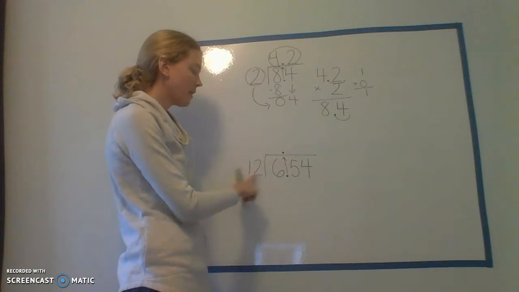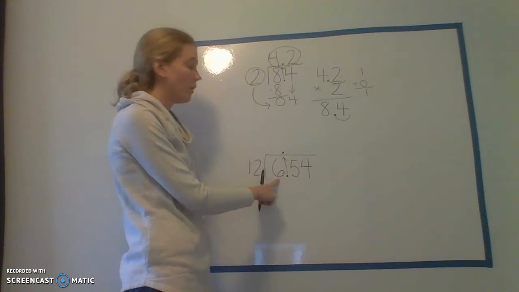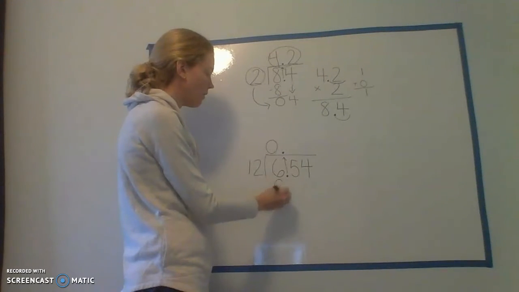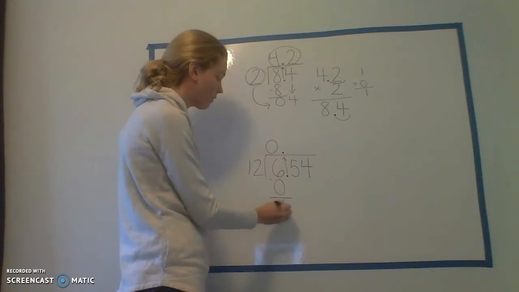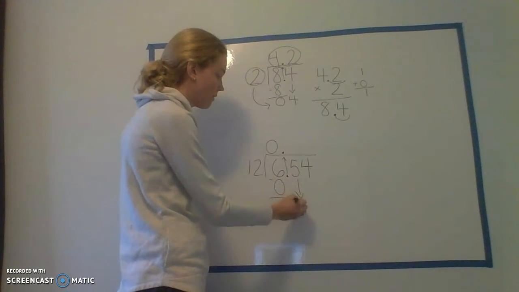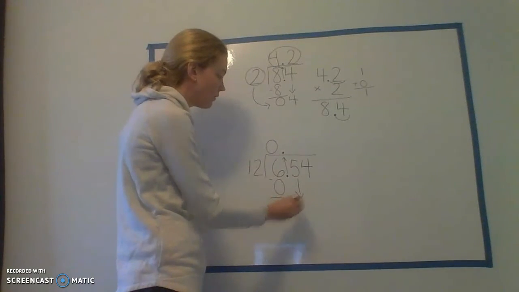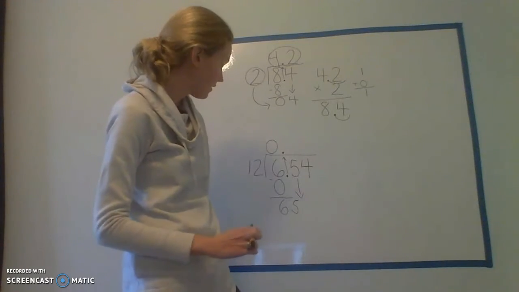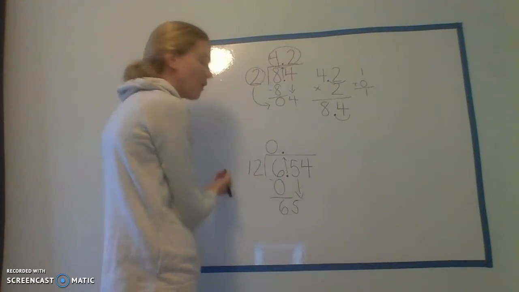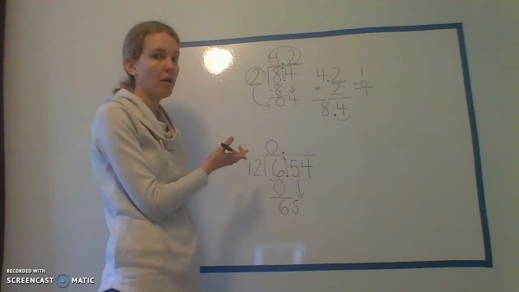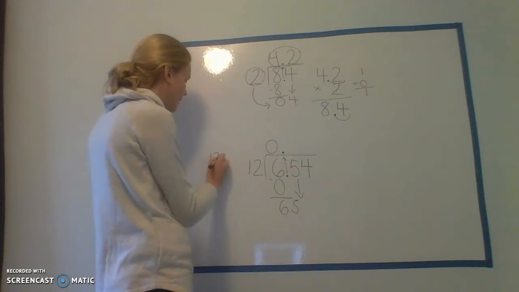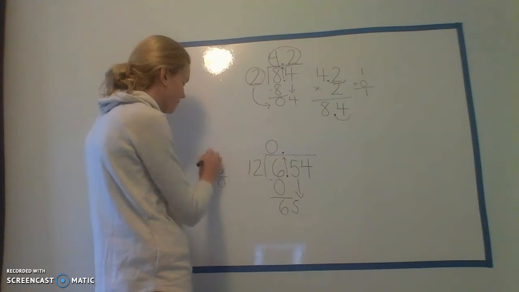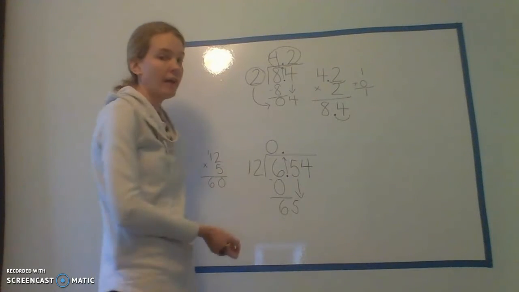Now we say, how many times does 12 go into 6? 12 does not go into 6, so we put a 0 here. 0 times 12 is 0. We subtract, we still get 6. We bring down our 5. Now you have to say, how many times does 12 go into 65? If you couldn't think in your head the 12 times tables right away, you could take a guess. Let's try 5. 12 times 5 is going to be 60. So that's going to be our answer.